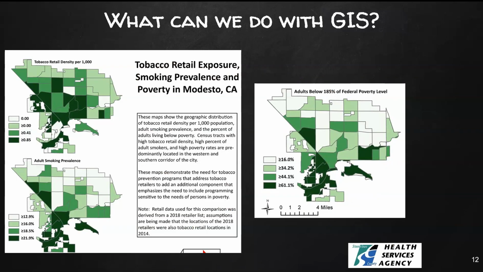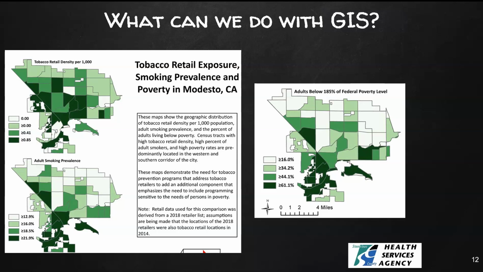Here's another thing we can do with GIS. Here's a study: tobacco retail exposure, smoking prevalence, and poverty in Modesto, California. For those of you who are not familiar with Modesto, Modesto is in the Central Valley of California. It is a farming community, largely. It's where a lot of our fruits and vegetables come from.